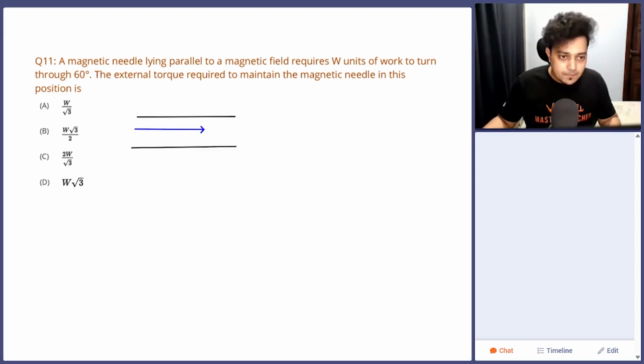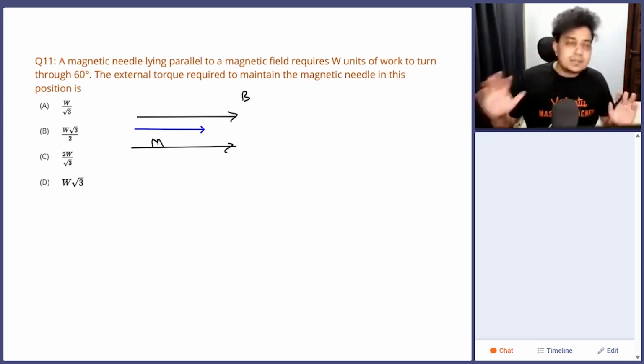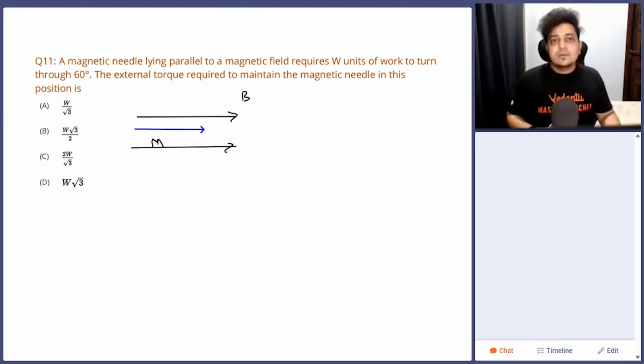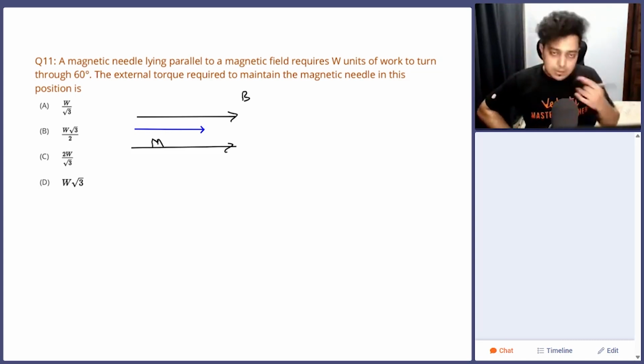Like this. This is the magnetic field and this is the needle. The needle's magnetic moment is, let's say, M. And it's just lying in the magnetic field, so it will align in the direction of the magnetic field. That's where it will obtain stable equilibrium. Now the question says that if you have to twist it by 60 degrees, then the amount of work that you need to do is W.